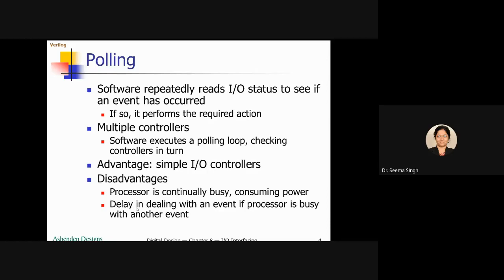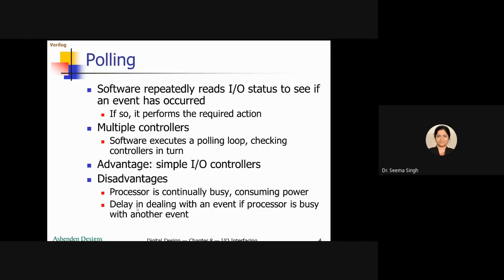You all know what polling is. Polling means one by one it will be reading the IO status. So polling software repeatedly reads IO status to see if an event has occurred. For example, if you remember your keypad controller, the first thing we had seen, in the program also, with the specific clock frequency, it used to keep on checking all the row wires to see whether any key is pressed or not. That was an example of polling.